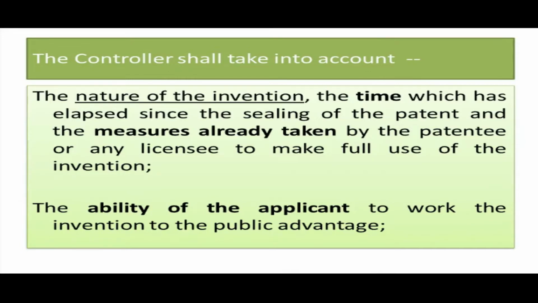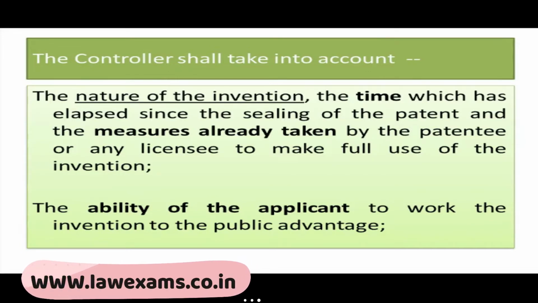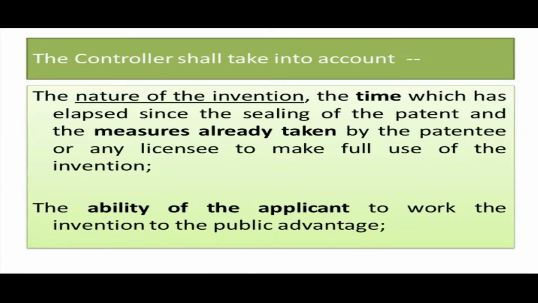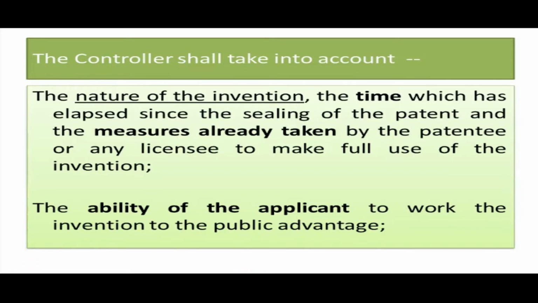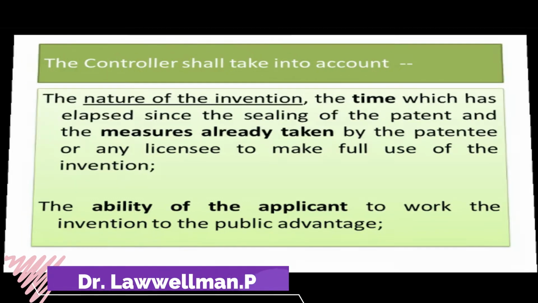Ability would mean the economic ability and other paraphernalia available to him to work the invention to the public advantage, and of course to sell that and make it available to the public. Whether he has got the capacity for that, that is another consideration the controller of patent would have before he reaches a decision as to a grant of compulsory license.